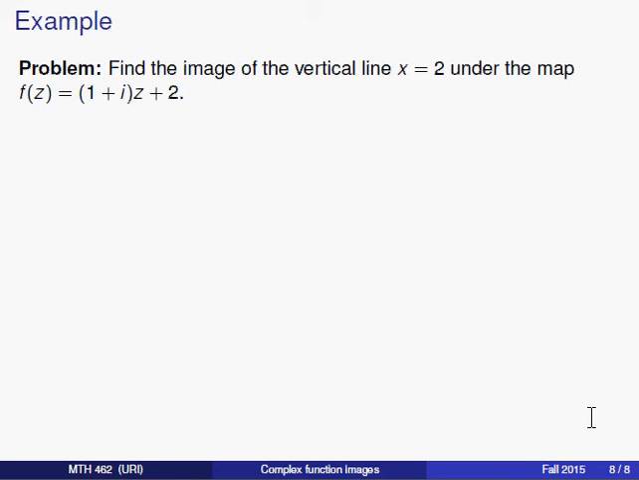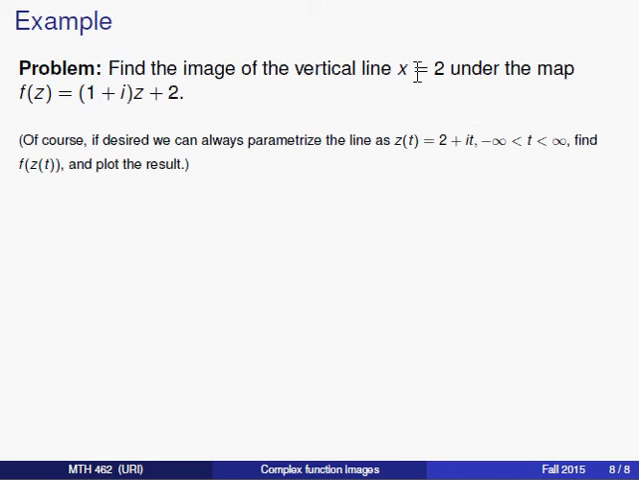To see an example, let's take a problem that you would have run into earlier in Chapter 2. We're going to find the image of the vertical line x equals 2 under the map f of z given there. Earlier in the chapter, what you would have done to solve this problem is to parameterize this set, the vertical line. Here's an example of a parameterization. You can feed the parameterization into the function and get out a parameterization of the resulting image in the w plane. However, now that we understand that this function is actually just a linear mapping, we can geometrically figure out what the image should look like.